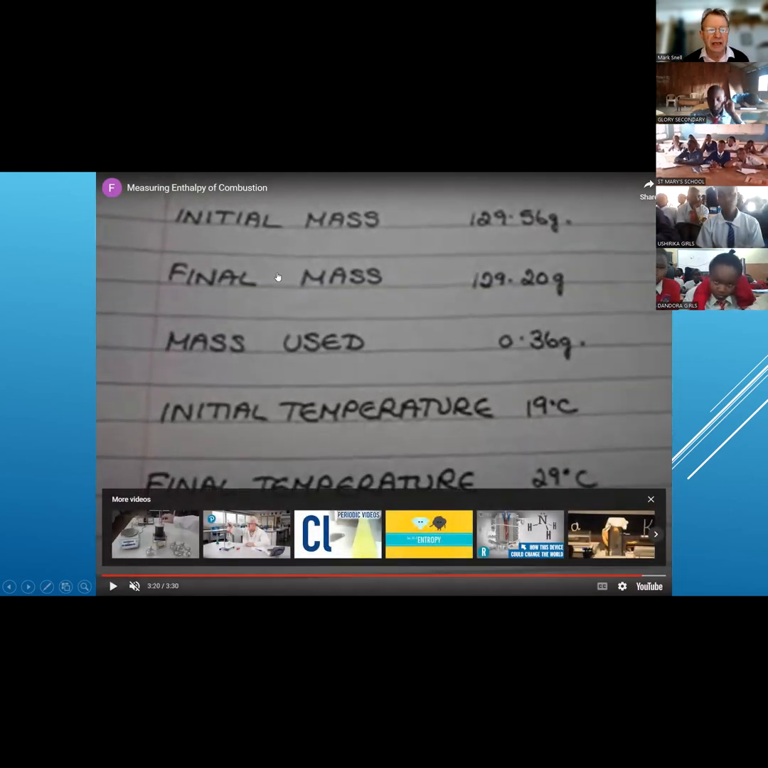So we've got the initial mass of the alcohol, of the alkanol. We've got the final mass. Don't bother writing them down just for a minute. I'll show you the calculation. So they work out the mass used, which is 0.36 grams. The initial temperature was 19 and it went up to 29. Okay, so far, so good. And they had 100 cubic centimeters of water.